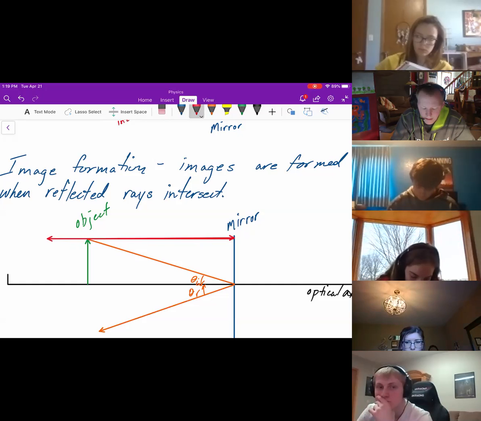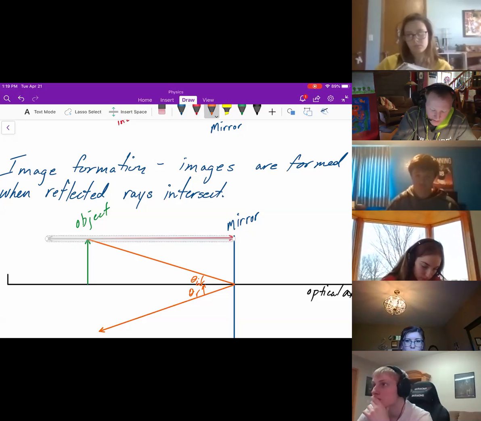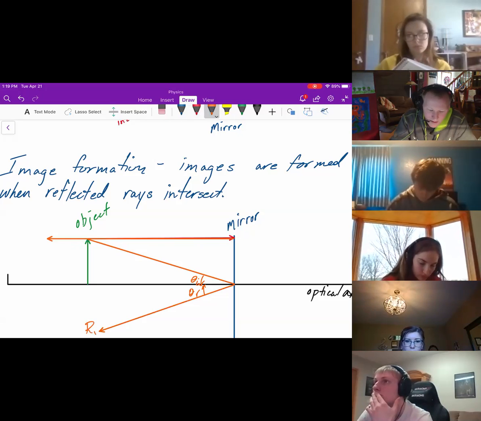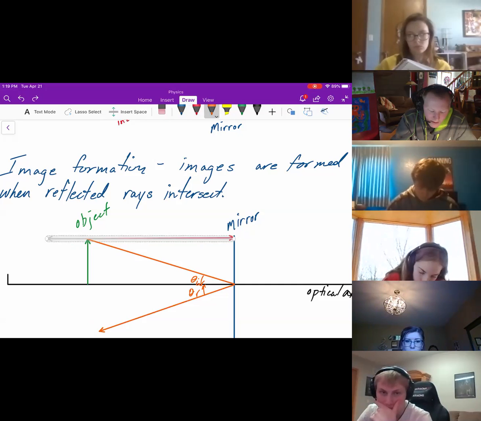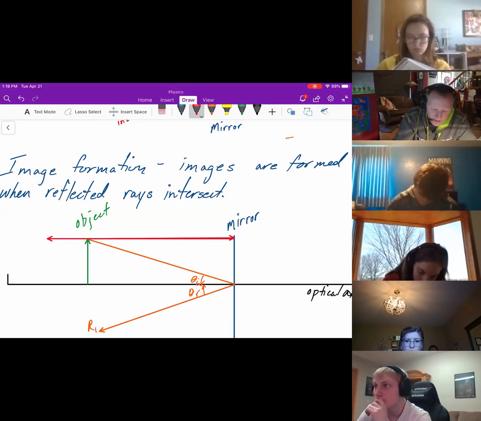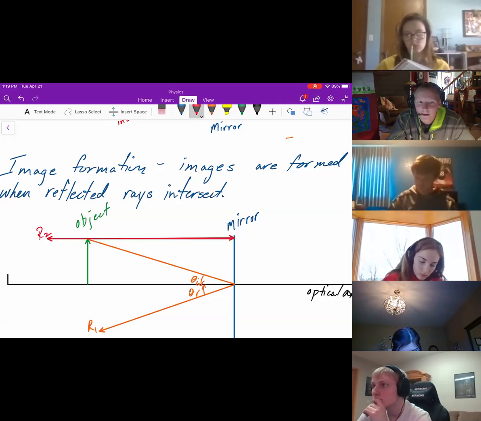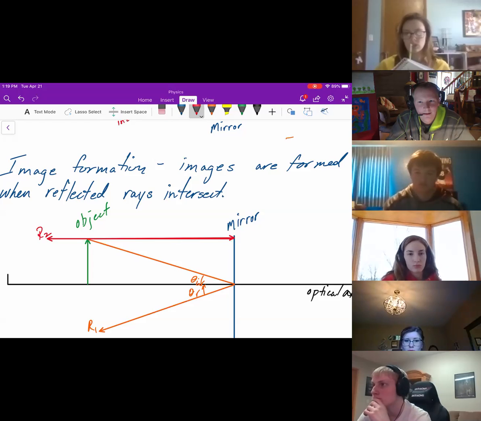What do you note about, let's call this, the orange one is going to be ray 1. The red one is going to be ray 2. What do you notice about ray 1 and ray 2? Where are they going to intersect? They don't. Crud. Okay, let's try another one.